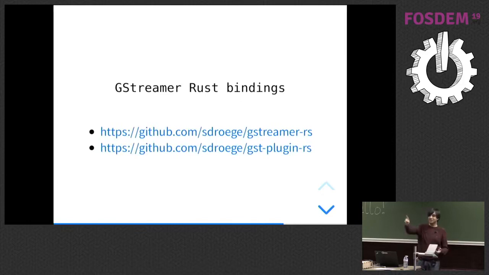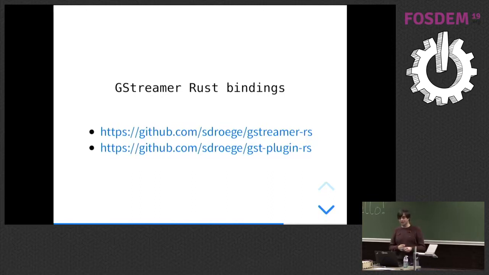Sebastian, sitting over there still, made these first Rust bindings, which is the first link here on GitHub. I think it's now on GitLab, right? On GStreamer, it's been merged. I forgot to update these links. Anyway, you can find it easily.